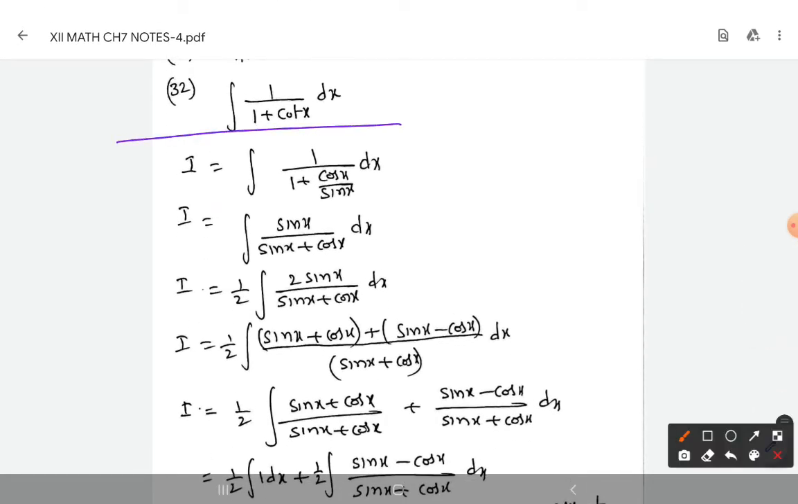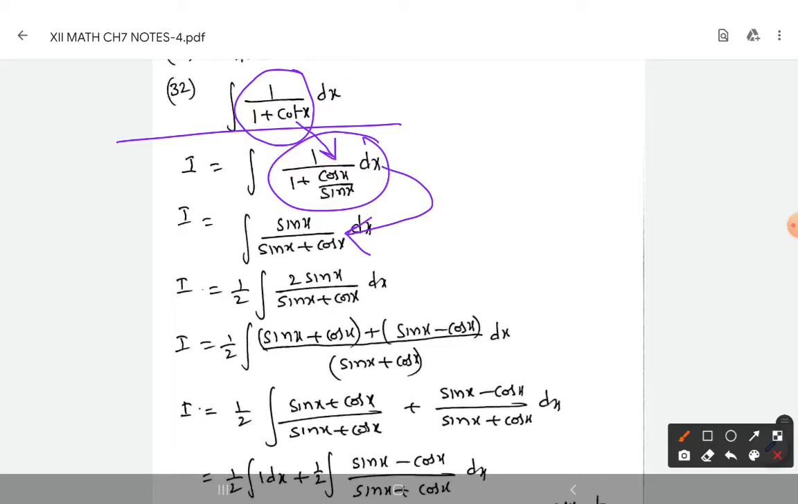32nd question, integration of 1 by (1 plus cot x) into dx. Something must be taken as t, but if you see only this one you will not get it here, because cot x derivative is minus cosecant square x, which is not present over there. So what should I do? Some sort of simplification is required. Write cot x as cos x by sin x, then check once. After that simplify and write sin x by (sin x plus cos x). The total integrand will be changed like that.